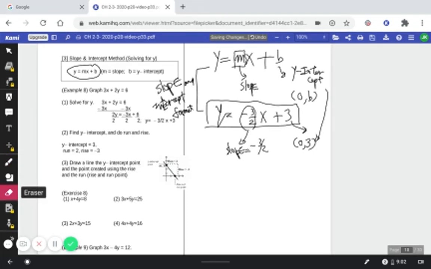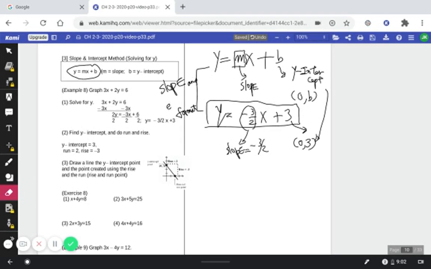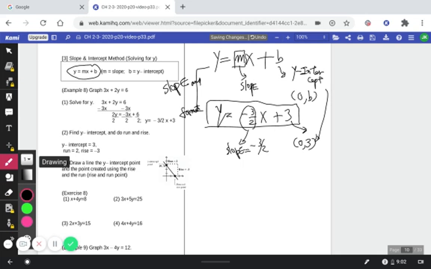So now look at the example. Graph 3x plus 2y equals 6. Now when you have this called standard format, when x and y are on one side of the equal sign and the number is on the other side, we call this standard form.